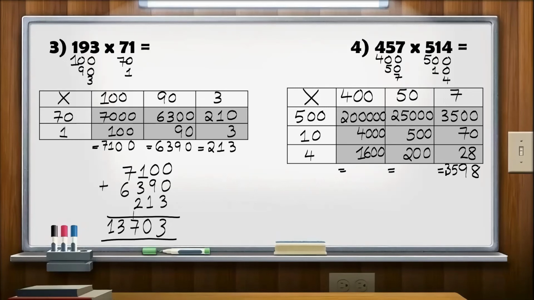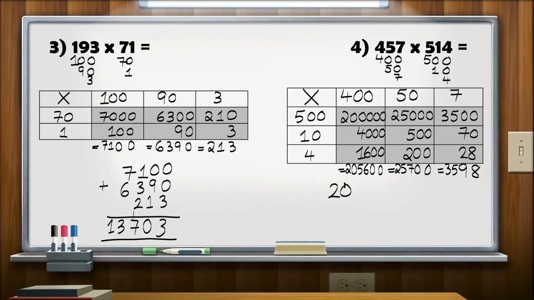Now I'm going to add up the 25,000 plus the 500 plus the 200. So 0 plus 0 plus 0 is 0. 0 plus 0 plus 0 is 0. 0 plus 5 plus 2 is 7. I'll bring down the 5 and I'll bring down the 2. And now I'm going to add up 200,000 plus 4,000 plus 1,600. So 0 plus 0 plus 0 is 0. 0 plus 0 plus 0 is 0. 0 plus 0 plus 6 is 6. 0 plus 4 is 4 plus 1 is 5. And I'll bring down my 0 and 2.